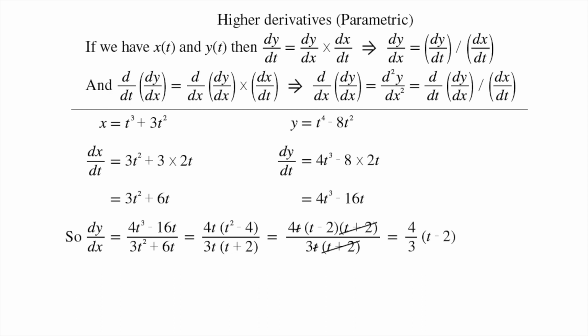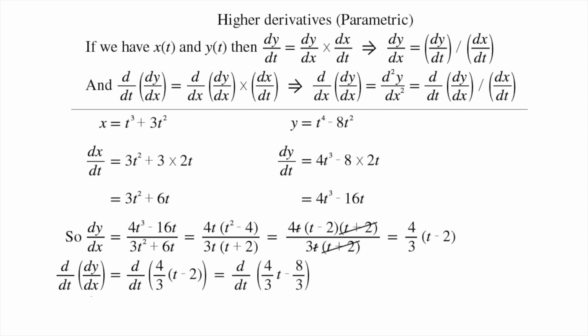Now we want to compute d2y by dx squared, so the first thing we should do is find d by dt of dy by dx, which is d by dt of 4 over 3 times (t minus 2), which is d by dt of 4 over 3 t minus 8 over 3, which is 4 over 3.